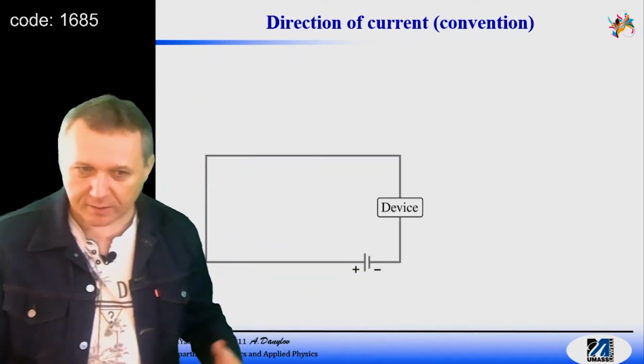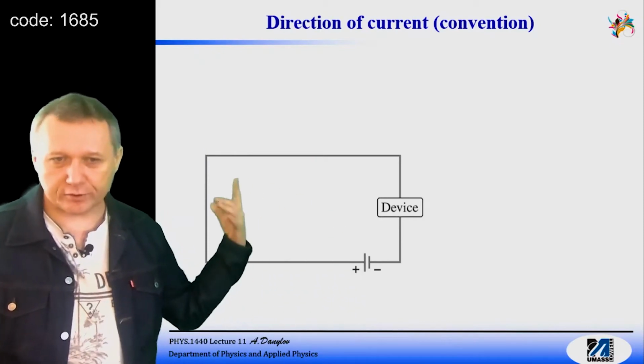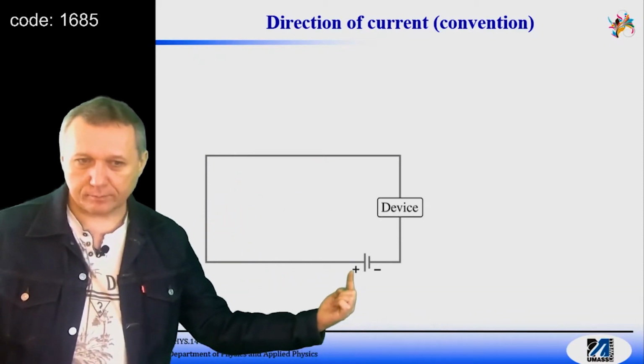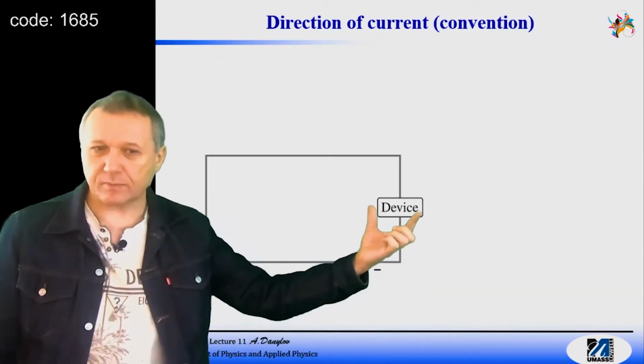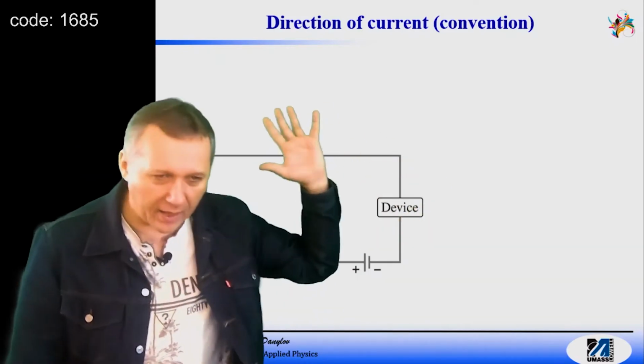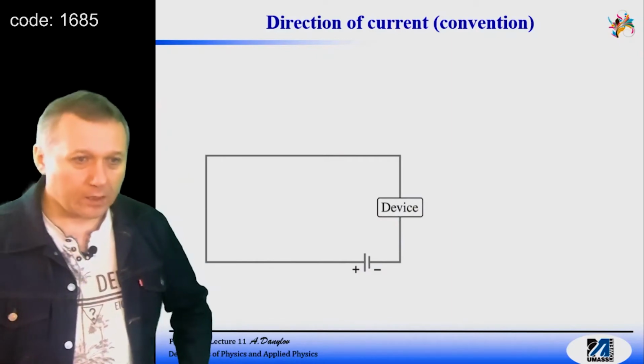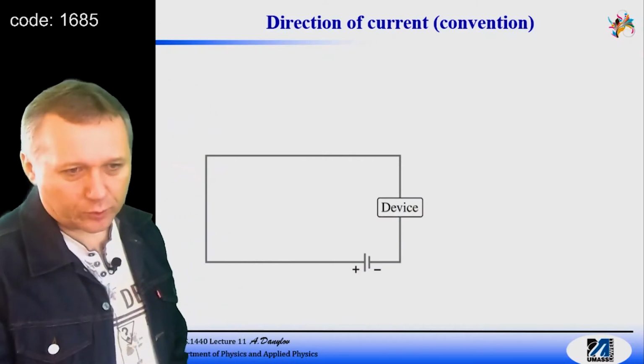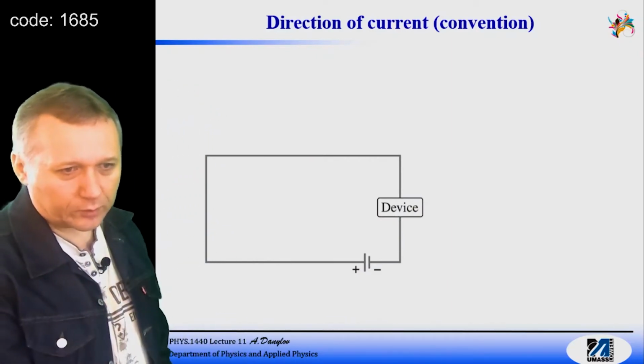Let's imagine some completely arbitrary circuit. Battery, positive electrode, negative electrode, and some device, some element. It can be a resistor, it can be a bulb, it can be a motor, it can be anything, just any device. And so now, which direction should we pick? Clockwise or counterclockwise?